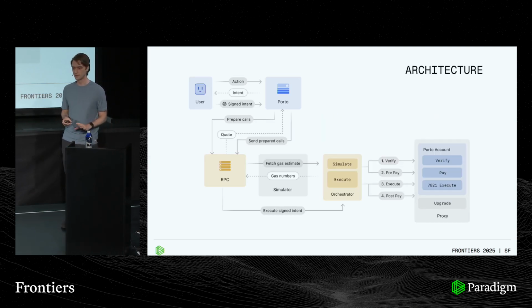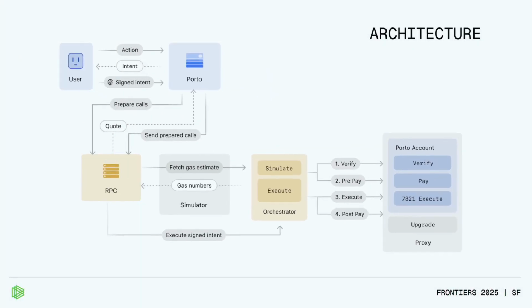And so ultimately, we built something that looks like this. You have Porto, which is the JavaScript SDK. It's an iframe, or there's another form factor, which is just a pop-up window, if you want to do that, which shows up in your app. So the user doesn't have to install anything. They can easily connect, sign, grant permissions.